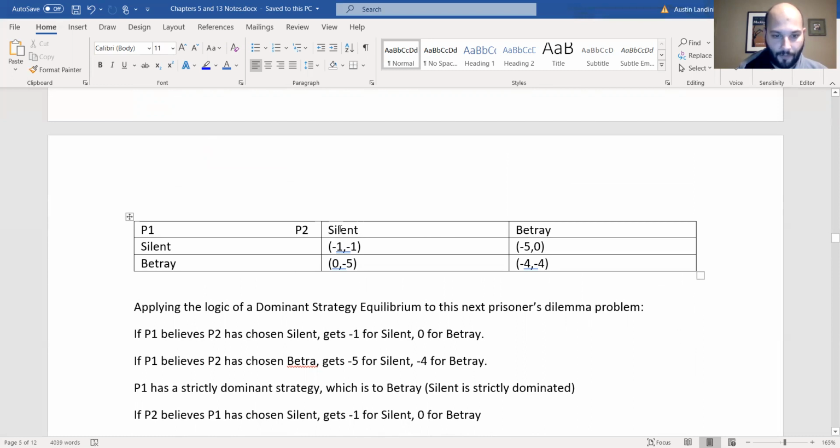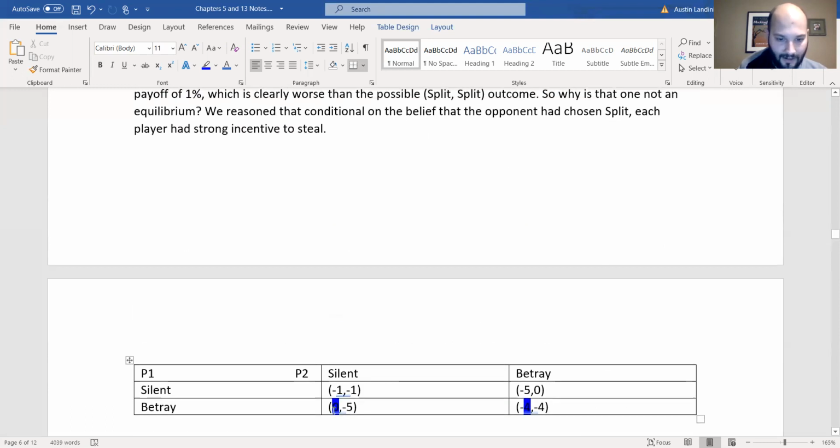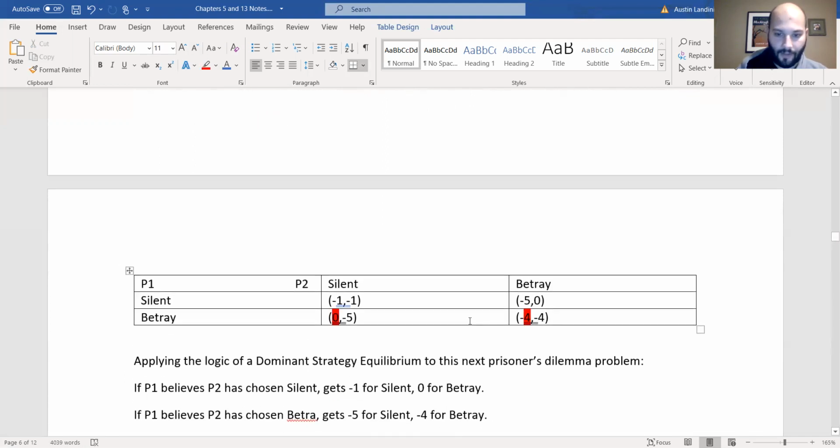So the best response for player one to silent is right here. Let's just make that blue. The best response to betray would be betray. So let's make that blue. Or did we do red for player one? Yeah, we did. All right, let's make them red so we're consistent. All right, so the best response for player one to silent would be betray. The best response for player one to betray would be betray. That's a dominant strategy. What about for player two?